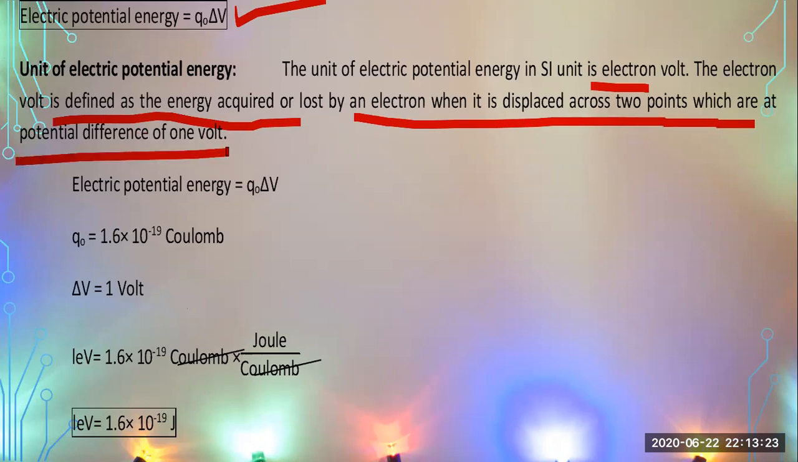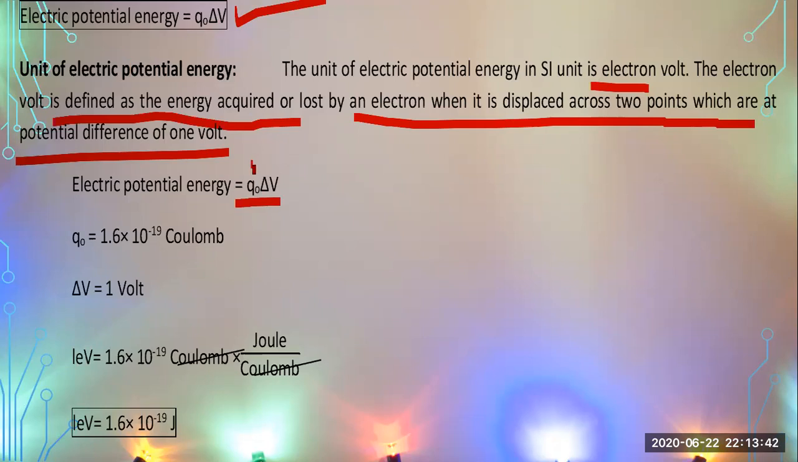So this is the simplest concept: the amount of energy acquired or lost by a charged particle when it is moved through a potential difference of 1 volt. If there is no potential difference, then the work done will be 0. If it is 1 volt, then we explain it using the formula Q naught del V.